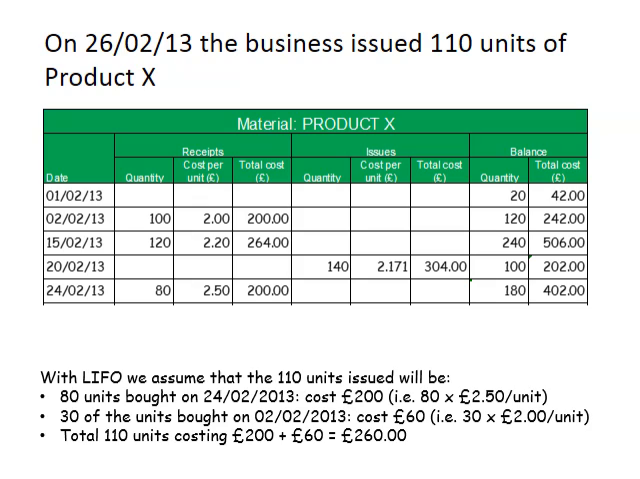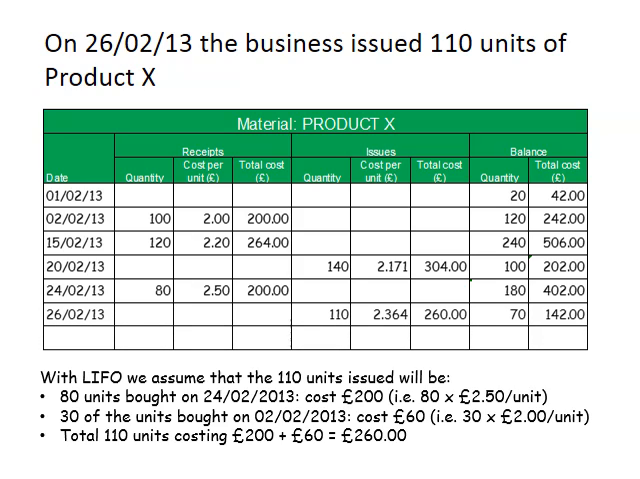And now that we've calculated that, we can complete the stock card. So we record the date, the 26th of February. We record the quantity issued of 110 and the associated total cost of £260. From that we can calculate the cost per unit. This is going to be £260 divided by 110 units.